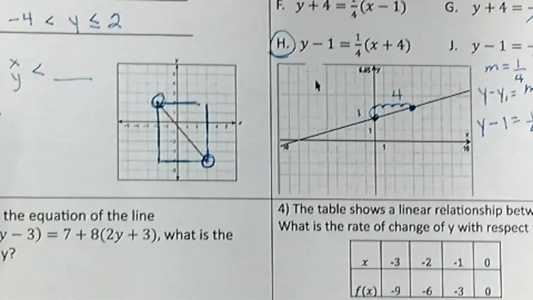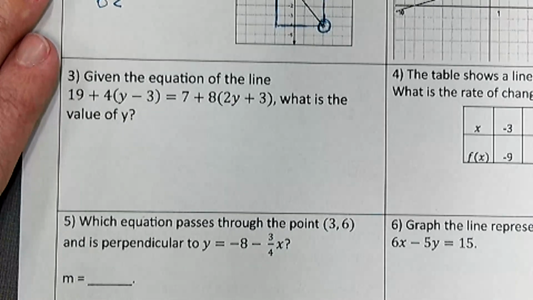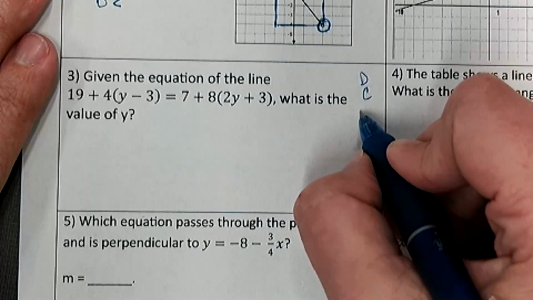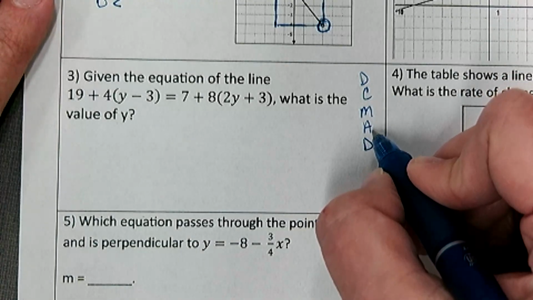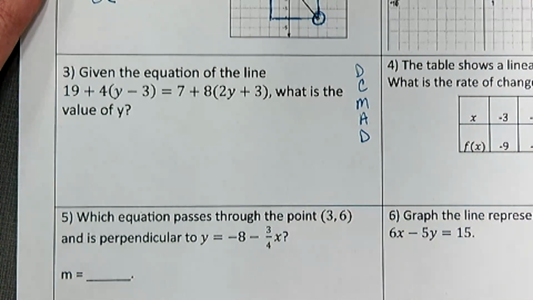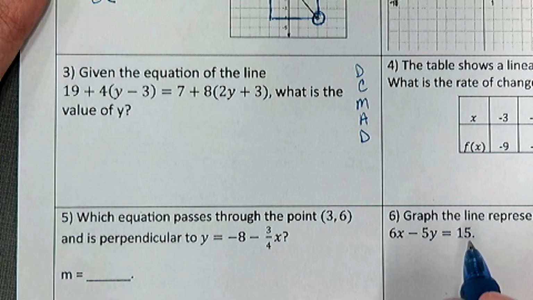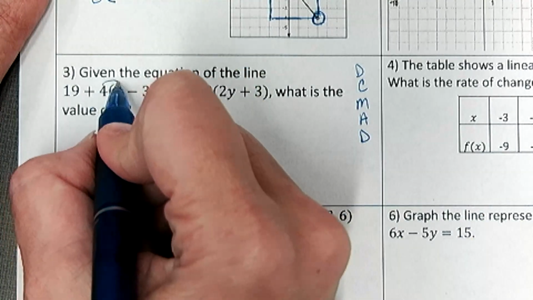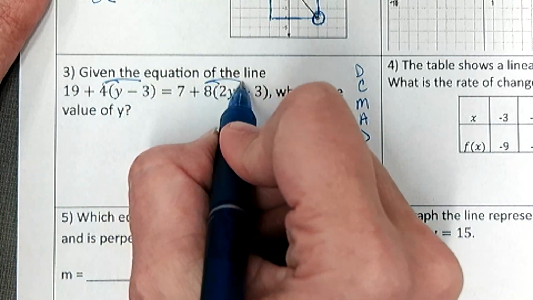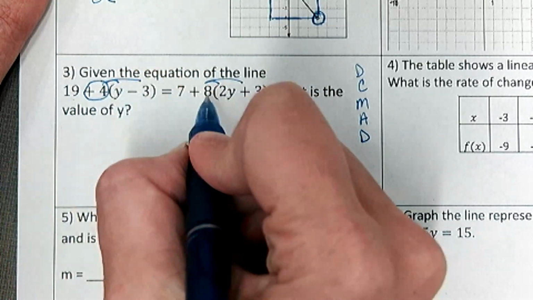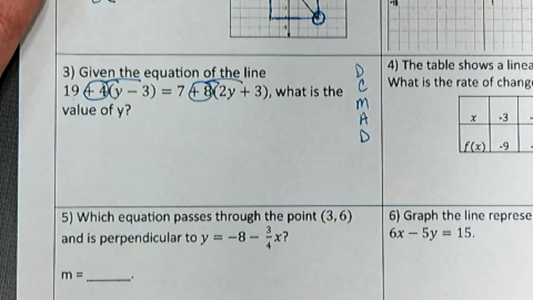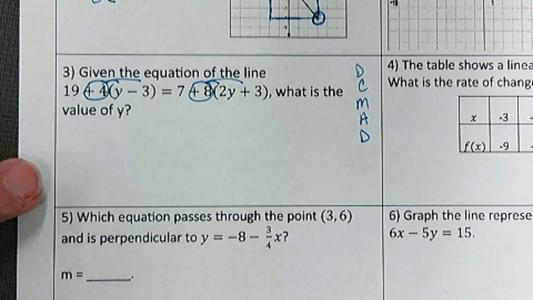Number 3 is a review from Unit 1. Don't call me after dark. Distribute, collect like terms, move your variables to one side, add, subtract, divide, multiply. So in order for us to do this, first step is always distribute. Make sure you multiply all the way through. Now, we are only multiplying the number directly in front of the parentheses.